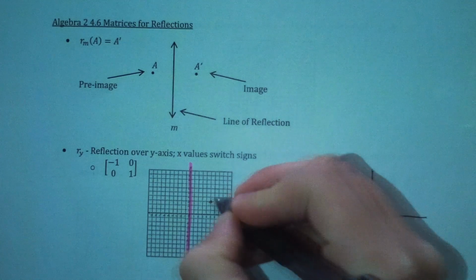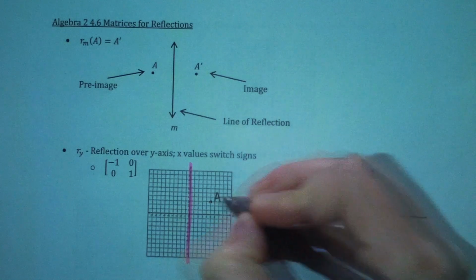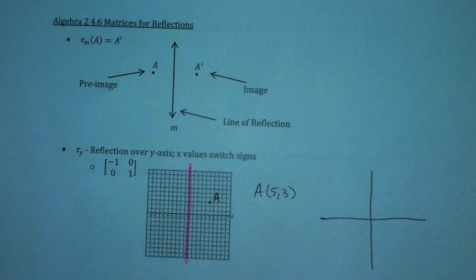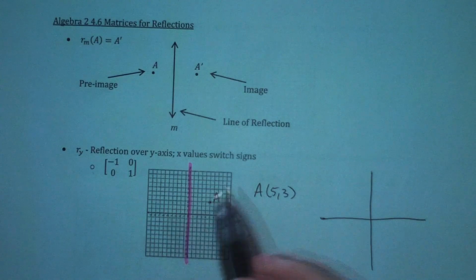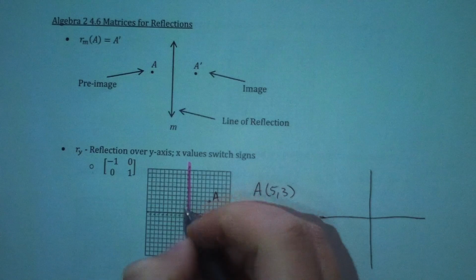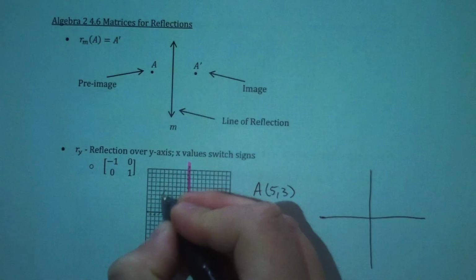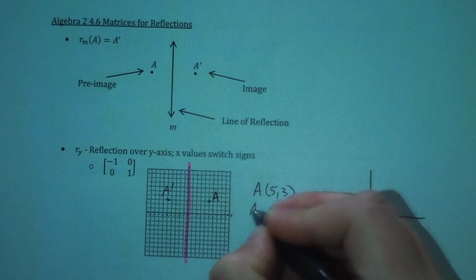What's my ordered pair going to be if I flip over that y-axis? If I take that point 5, 3 and I flip it over the y-axis, what am I going to be at? Negative 5, 3, right? So instead of going to the right 5, I'm going to go to the left 5, but I'm still at that height of 3. So my A prime would be at negative 5, 3.